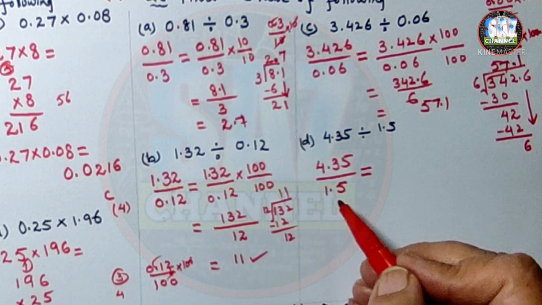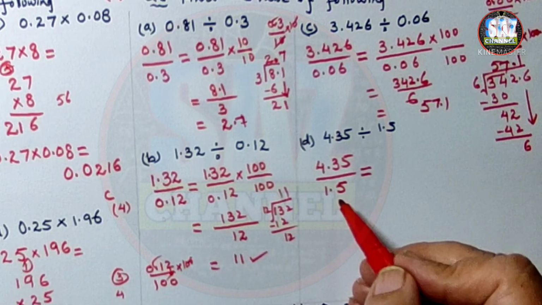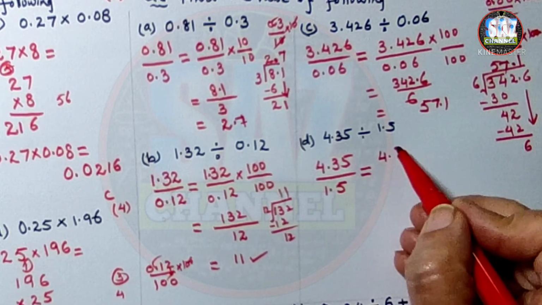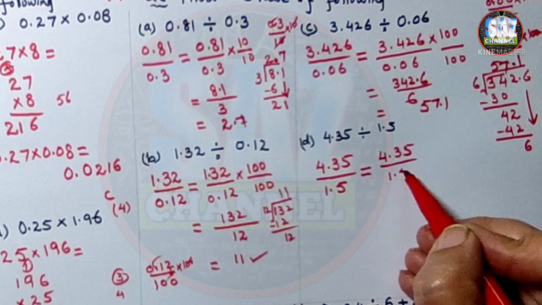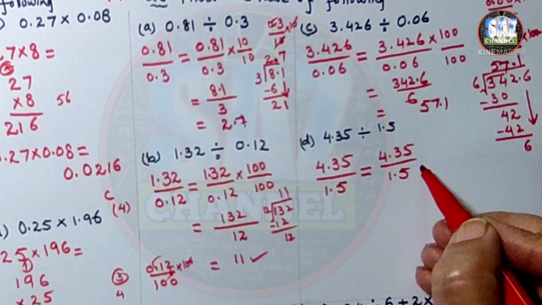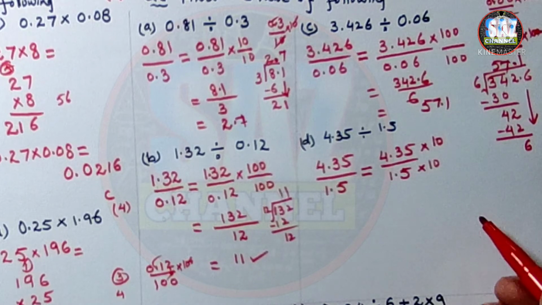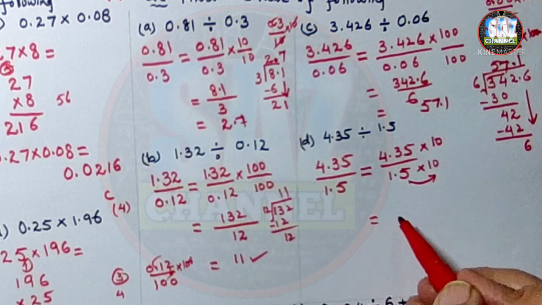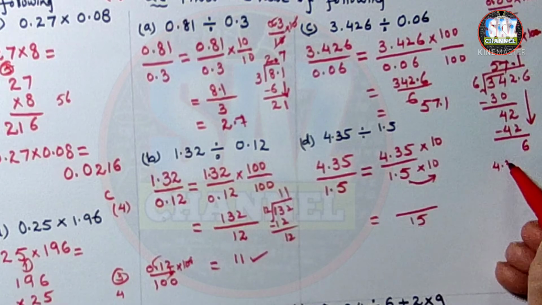And as we have only 1 digit after the decimal, I have to multiply this number by 10 only. But in maths, whatever we do on one side, we have to do the same to the other as well. When I'm multiplying over here by 10, I have to multiply the numerator by 10 as well. And now when 1.5 is multiplied by 10, this will become 15. And now what will 4.35 become?